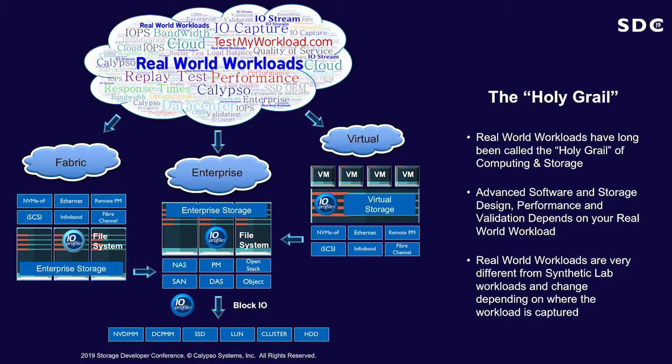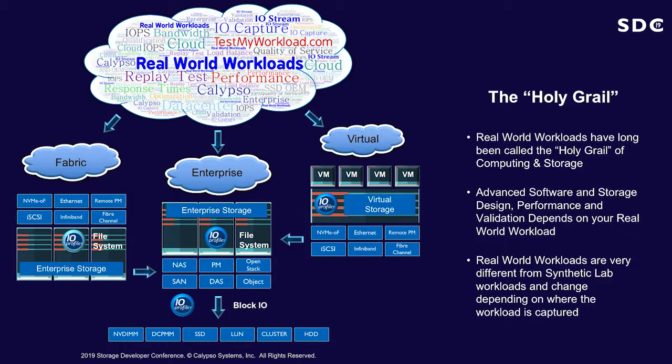So when we talk about real world workloads, it's often been called the holy grail of compute and storage, because what's inside your real world workload really dictates the performance of both your software and your storage. Real-world workloads are generated by user activity when you run applications or servers, and the workload that you look at is a capture of all of the I/O streams that go from point A to point B in the software stack. That can be from the file system to the block I/O level, or from the block I/O level to storage.